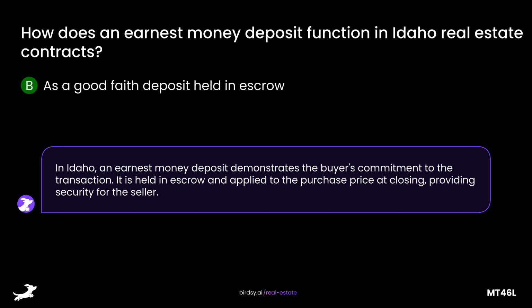In Idaho, an earnest money deposit demonstrates the buyer's commitment to the transaction. It is held in escrow and applied to the purchase price at closing, providing security for the seller.